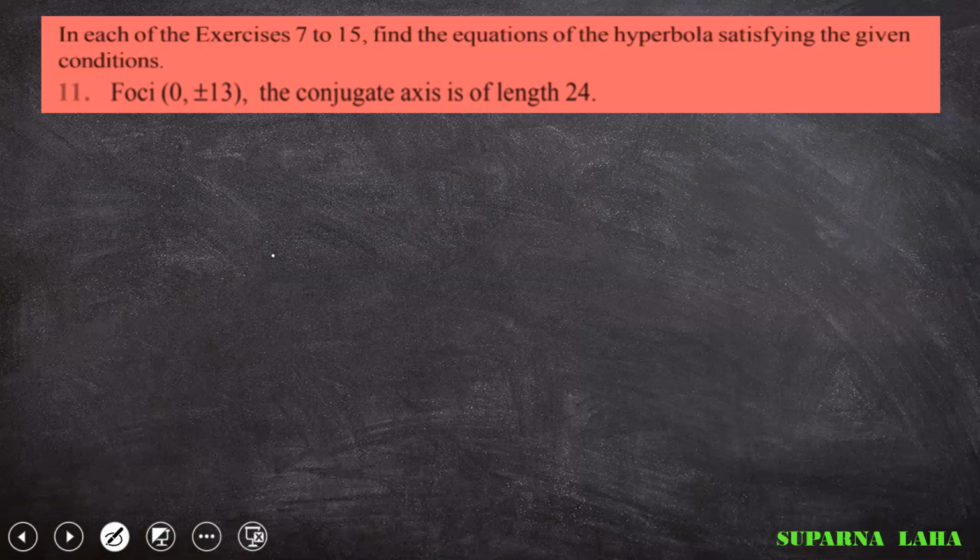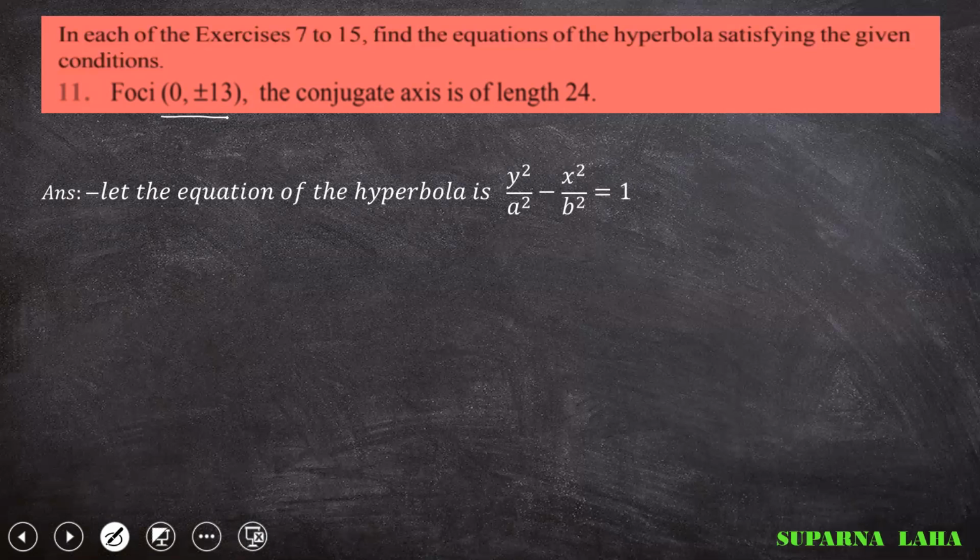Foci is given (0, ±13) and the conjugate axis is of length 24. Now look at the foci, (0, ±13). That means it is on the y-axis. So if it is on the y-axis, we can consider the equation of the hyperbola as y²/a² − x²/b² = 1.